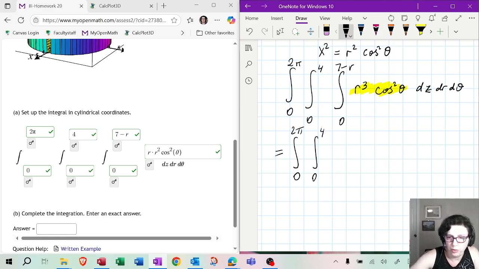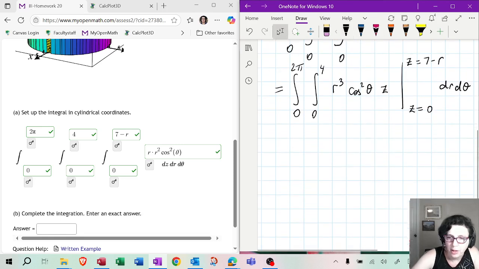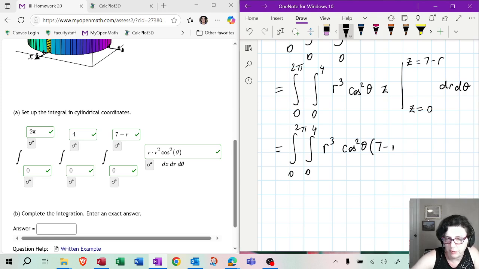So let's go ahead and do that. So we're going to get r cubed cosine squared theta z, and then we draw the vertical slash and say, okay, from z equals 0 to z equals 7 minus r, and we still have dr d theta left, right? Okay, so let's substitute. First, we are plugging in for z, we are plugging in 7 minus r. So that's going to give us r cubed cosine squared theta, and then 7 minus r dr d theta.